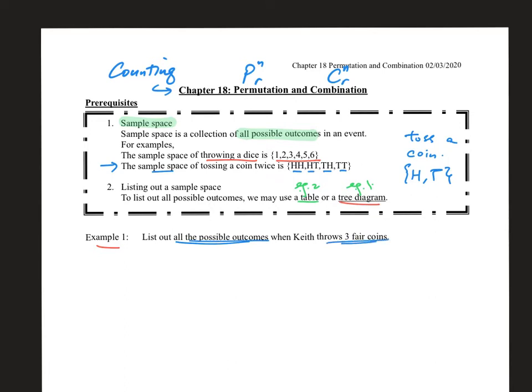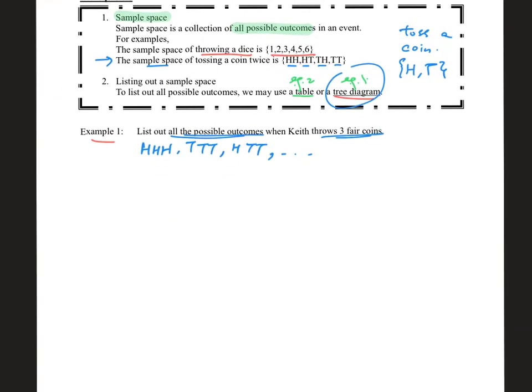Of course, you can write it one by one, like the 3 coins can be head, head, head, or tail, tail, tail, or head, tail, tail, etc. But if you write in this way, it's not systematic enough, and it's very easy to miss out some items. So is there any good way to write the possible outcomes very clearly? That's what a tree diagram is telling you.